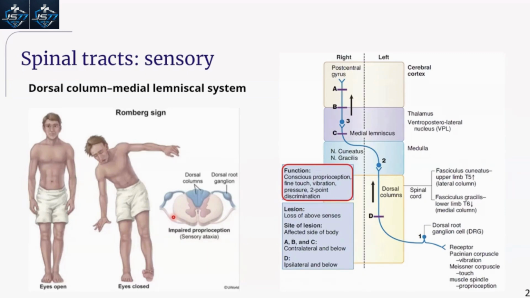For sensory tracts, so the ascending ones, they're coming from the body and they ascend towards the cerebral cortex through the thalamus. They travel in the dorsal aspect of the spinal cord.